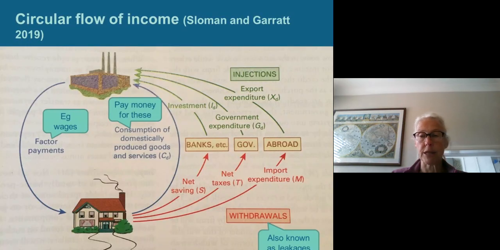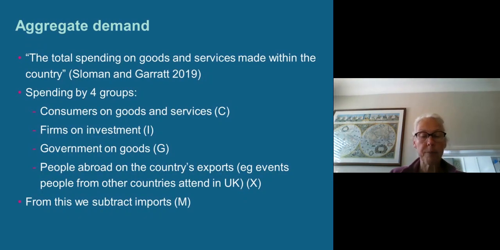So if we go back to that, that's all on the right hand side, the top half of that. So there's people paying to go to events, there's investments in events, there's government expenditure, and there's export expenditure when people come from another country. And then from that, we would subtract the imports, and that gives us the aggregate demand.